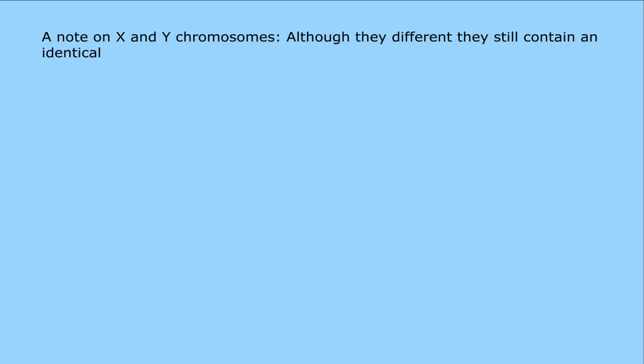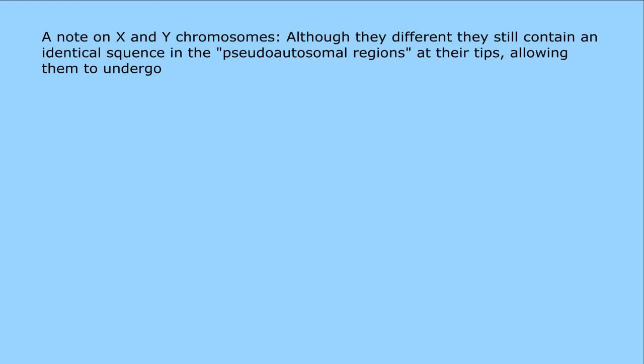A quick note on X and Y chromosomes. Although they are different, they still contain an identical sequence in the pseudoautosomal region at their tips, allowing them to undergo crossing over.